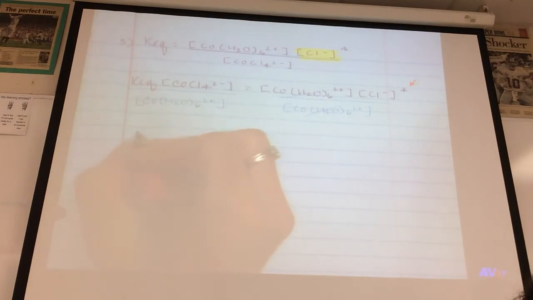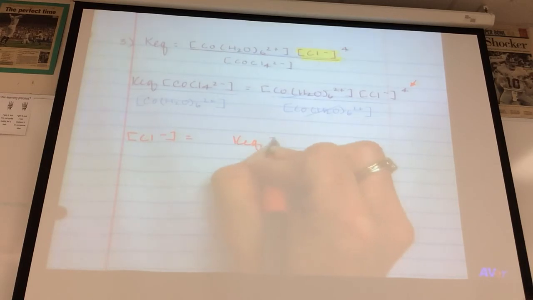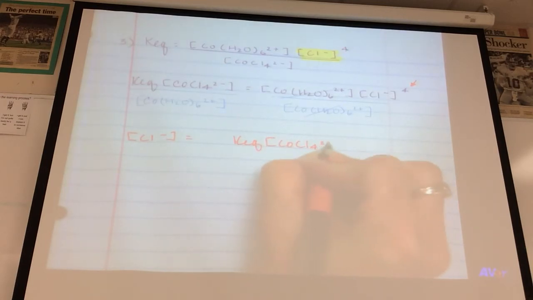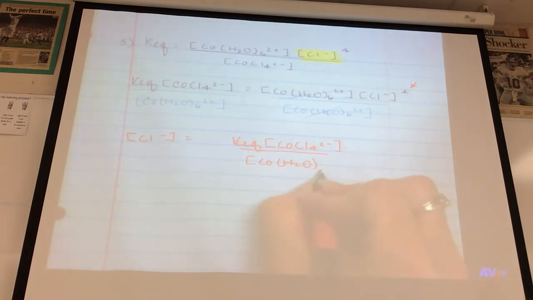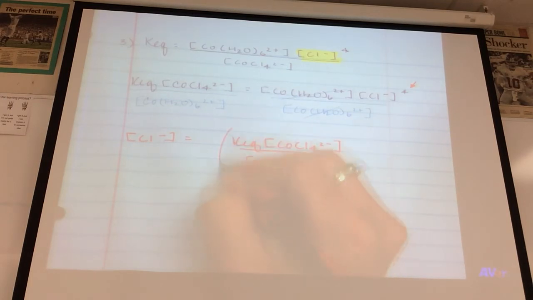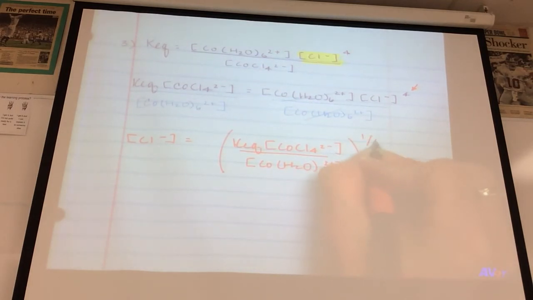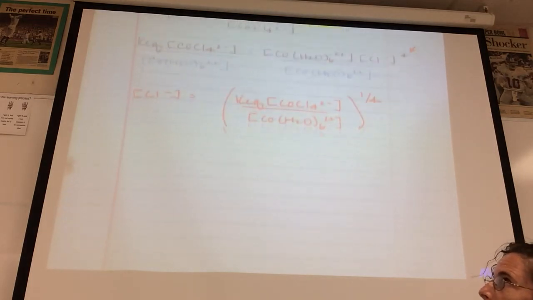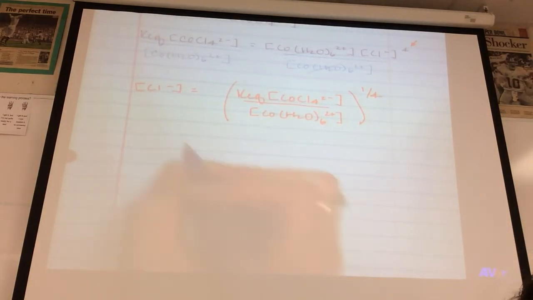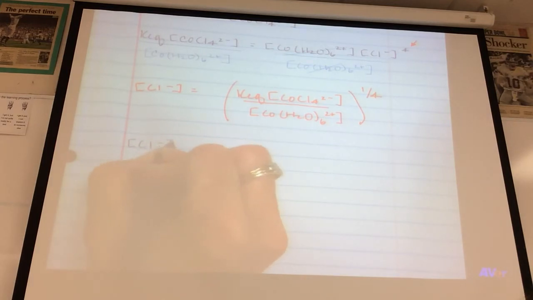Four times what fraction is one? 1/4. So to solve for the chloride ion concentration, I've got KEQ, concentration of the chloride ion, over this concentration, and I'm going to take that to the 1/4 power. You can do arrow up parentheses 1 divided by 4, or you can do arrow up 0.25. Once you've got it all set up, now you are ready to pop in those quantities that are provided.